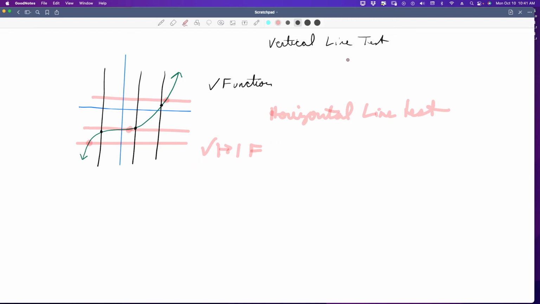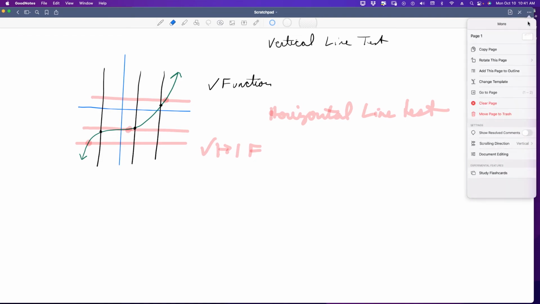All right, let's get another graph and see. Let me clear this. All right, so here is my graph. And I'm going to do a parabola, just because parabolas are fun. So here's my parabola.